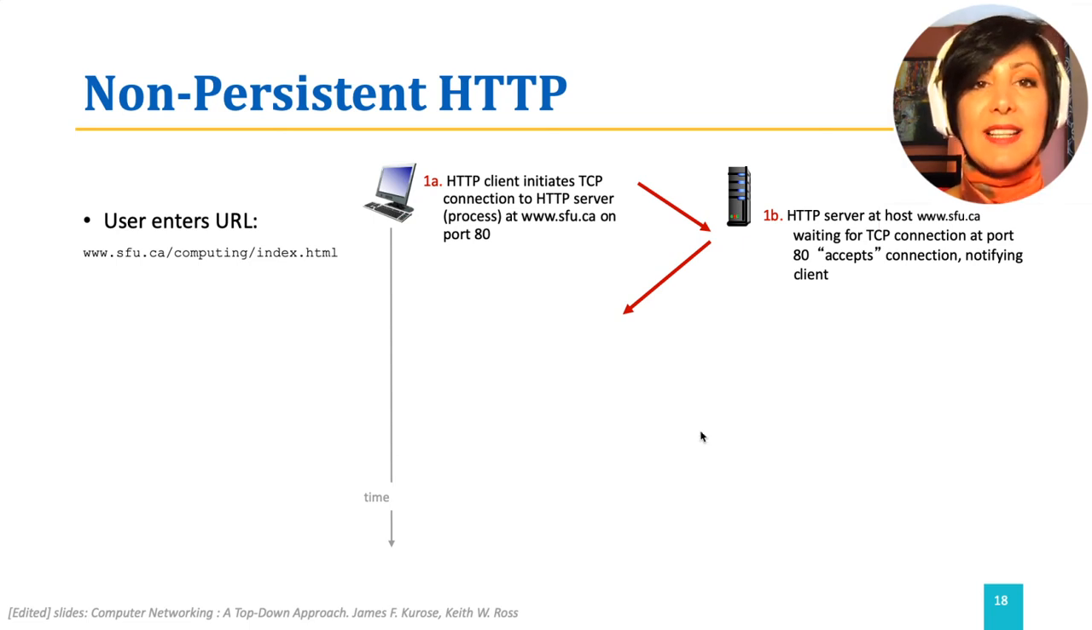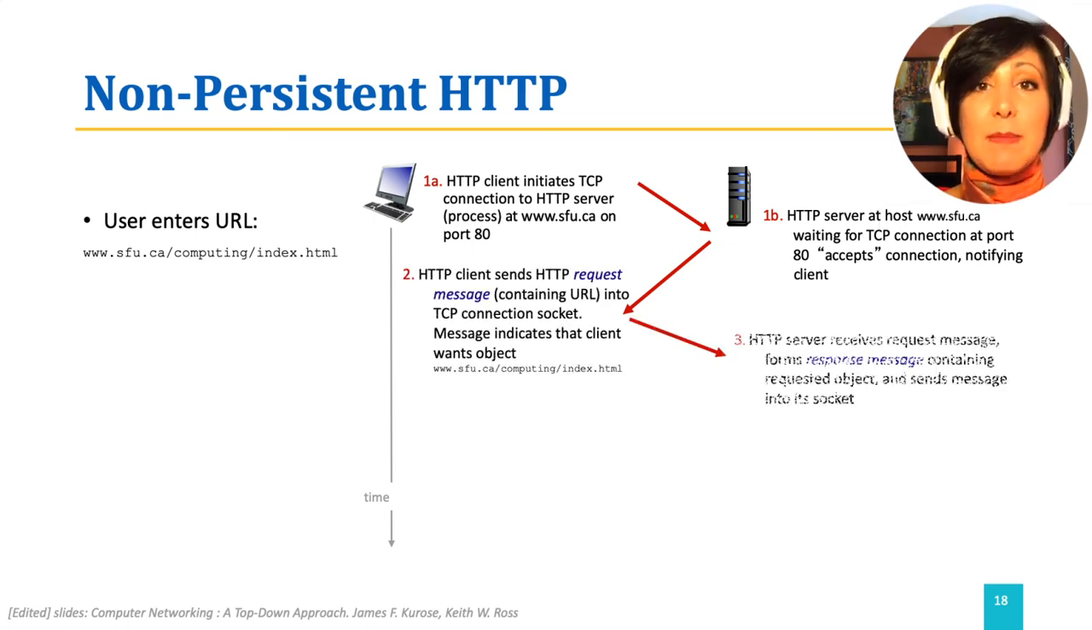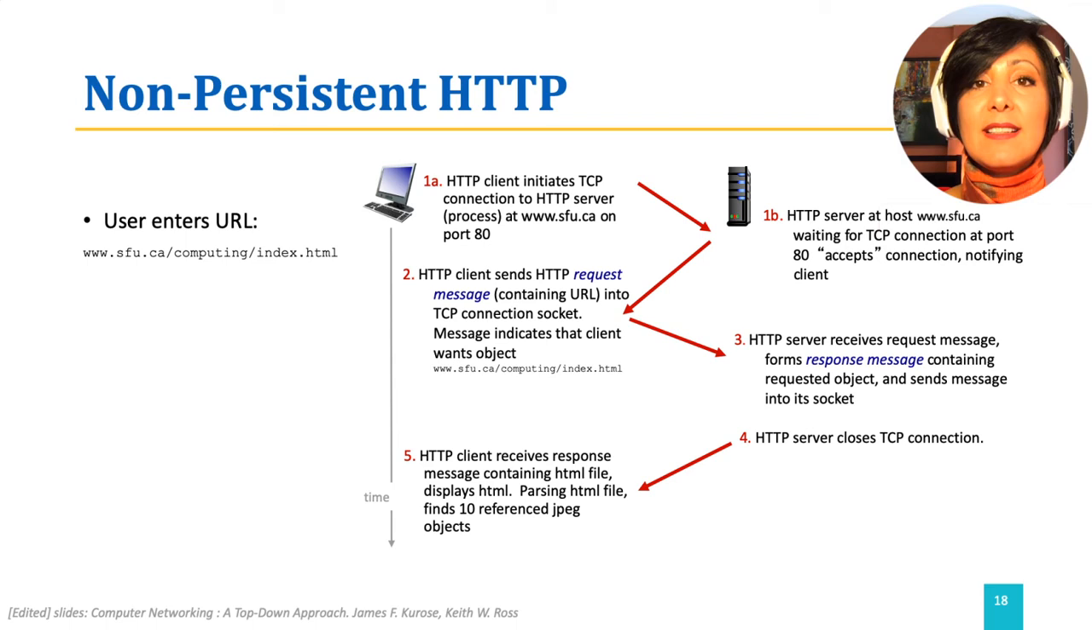An HTTP client sends an HTTP request message containing the URL into the TCP connection socket. At this stage, the message indicates that the client wants the object indicated at that URL. The HTTP server receives the request message, makes the response message containing the requested object, and sends it into its socket. And then it closes the connection.